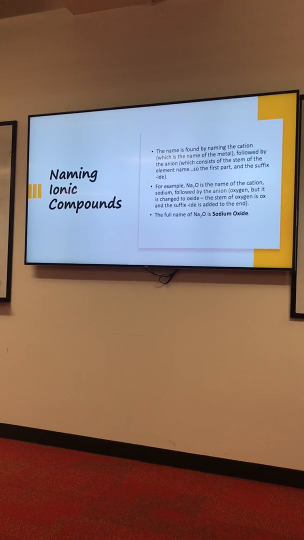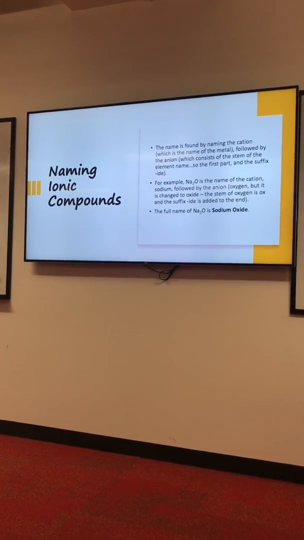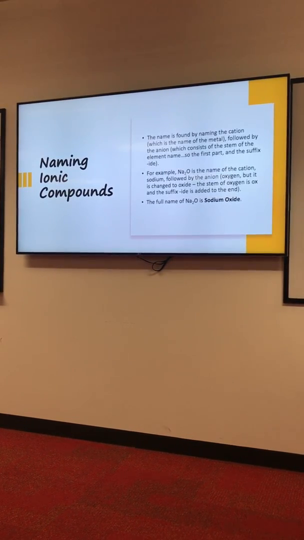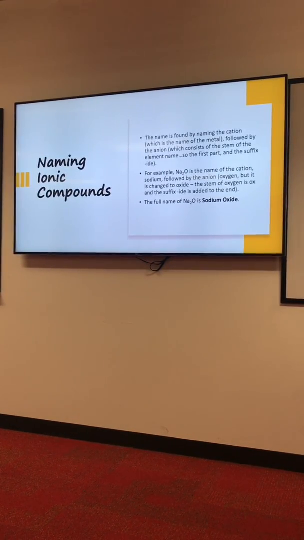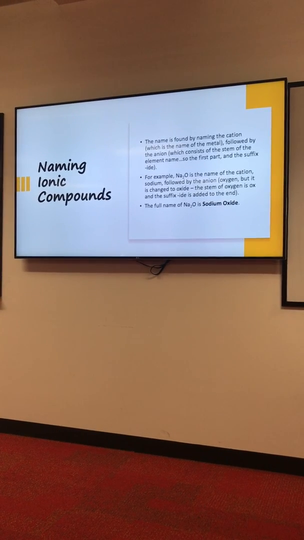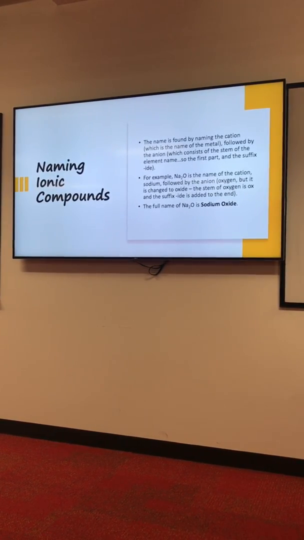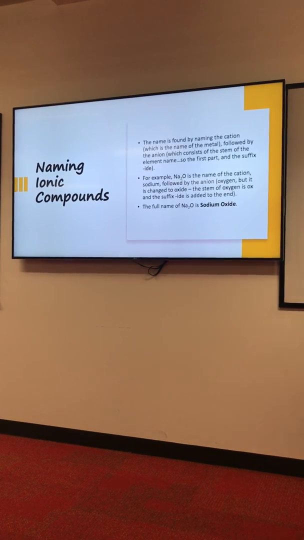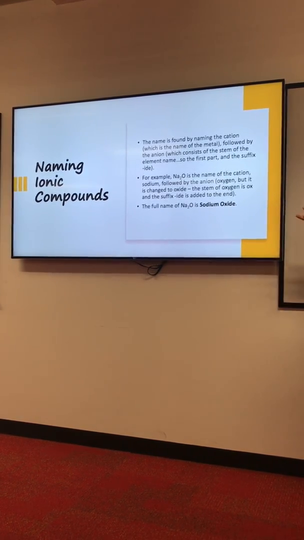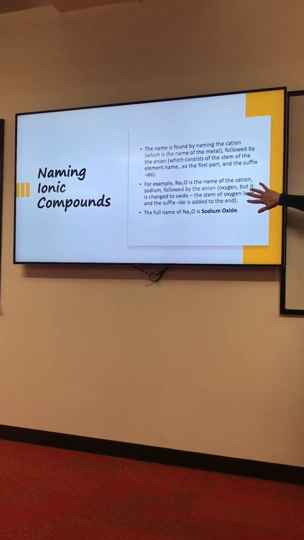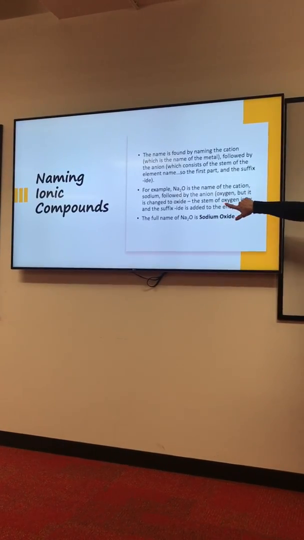Alright, naming ionic compounds, just to clarify: when you're naming ionic compounds, you write the metal first and the non-metal second. The first part of the name is the metal's name. So if it's beryllium, it's beryllium. If it's sodium, it's sodium. The second part of the name is the non-metal, the anion, and we take the stem of it and we add a suffix, which is at the end of the word.